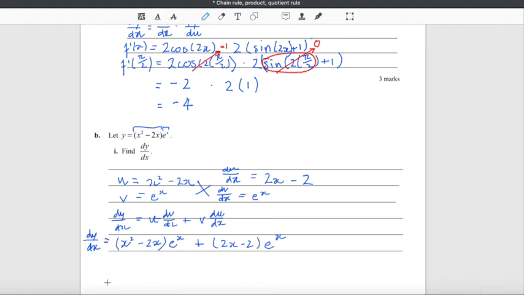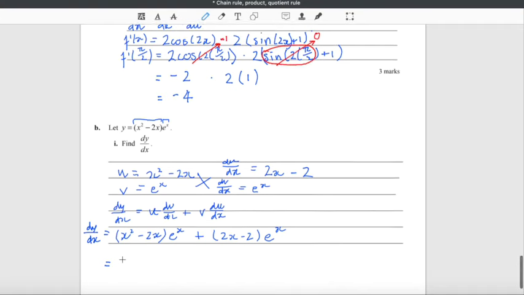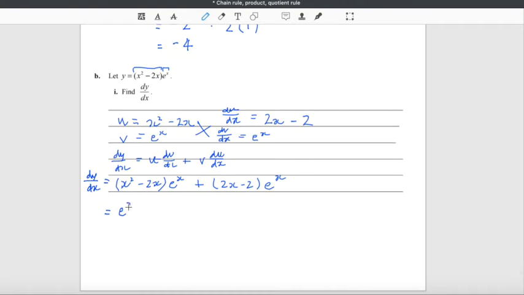Is there anything we can take out? We can take out e to the power of x as a factor if we want. Maybe it'll make things a bit nicer. Let's find out. So we'll get e to the power of x out the front, and then we'll be left with x squared minus 2x plus 2x minus 2. Now, yep, that seems perfectly okay. So we've got e to the power of x, and minus 2x plus 2x goes to 0, so that'll be x squared minus 2. And that should be our final answer there. And that's it. Good stuff.